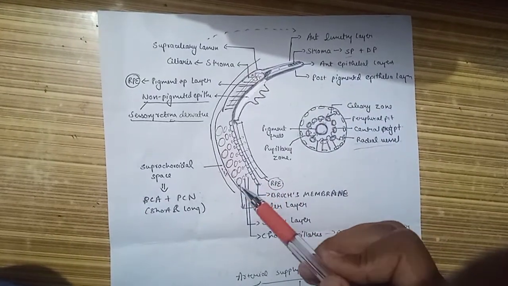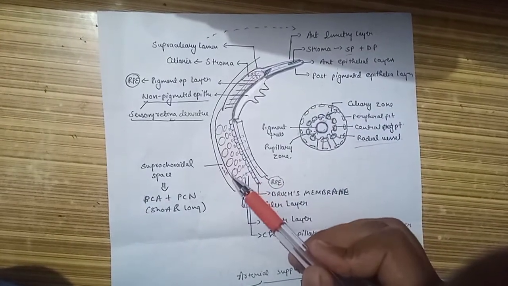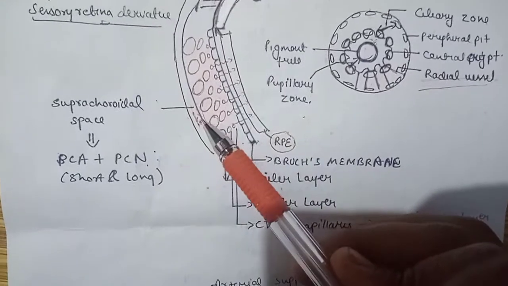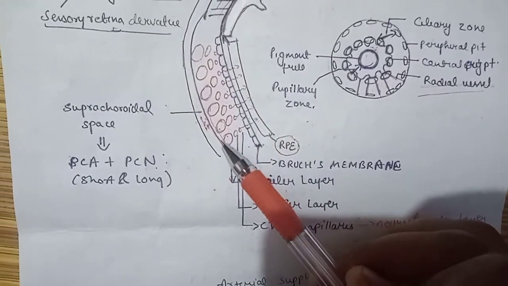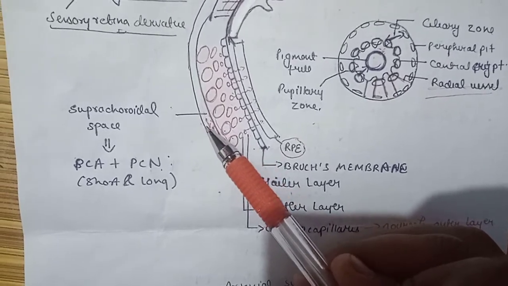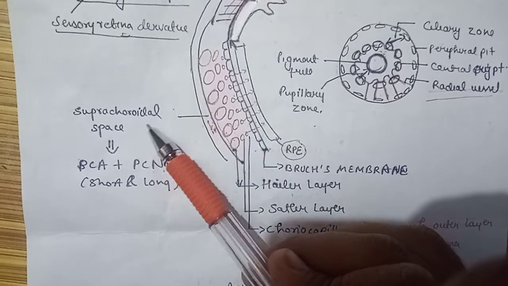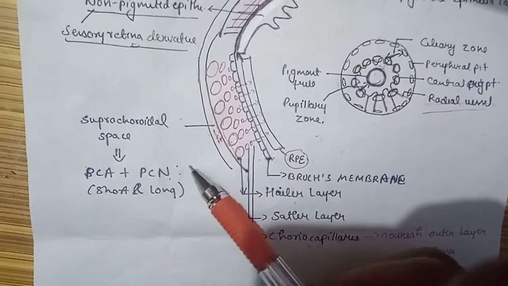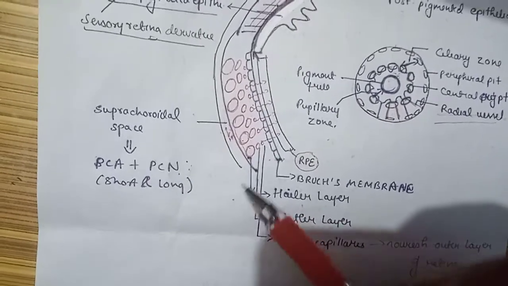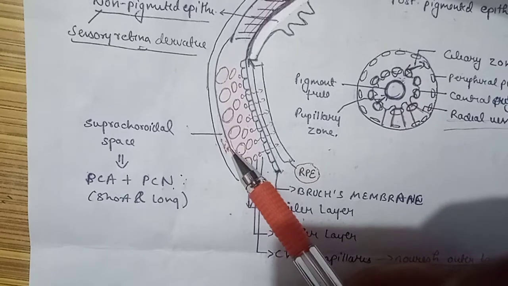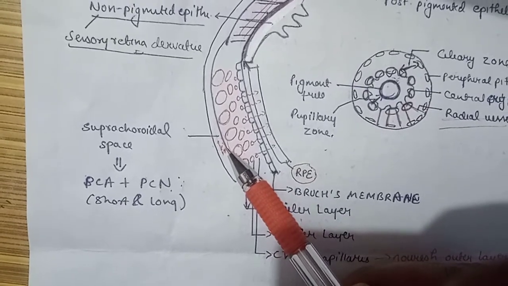So the outermost layer of the choroid is the suprachoroidal lamina, this black layer that we are seeing. This is the suprachoroidal lamina. Now there is a space between the suprachoroidal lamina and the sclera, that is the suprachoroidal space, where run the posterior ciliary artery and nerves. Okay, we'll discuss this in another video. So the first layer is the suprachoroidal layer.